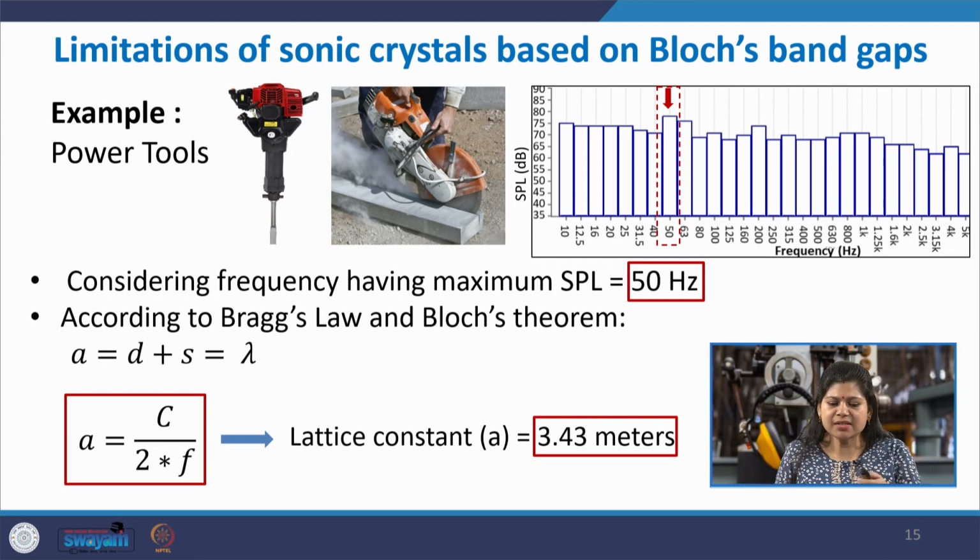For example, this is the noise measured in our institute campus of a power tool machine. This is a surface finishing machine to cut these various blocks, and this is the typical noise spectrum that was measured for it. It has a peak at, let us say, 50 hertz, and according to that the lambda would come out to be almost 6.86 meters and so on. And by Bragg's law also, c by 2f, this will give you 3.43 meters.